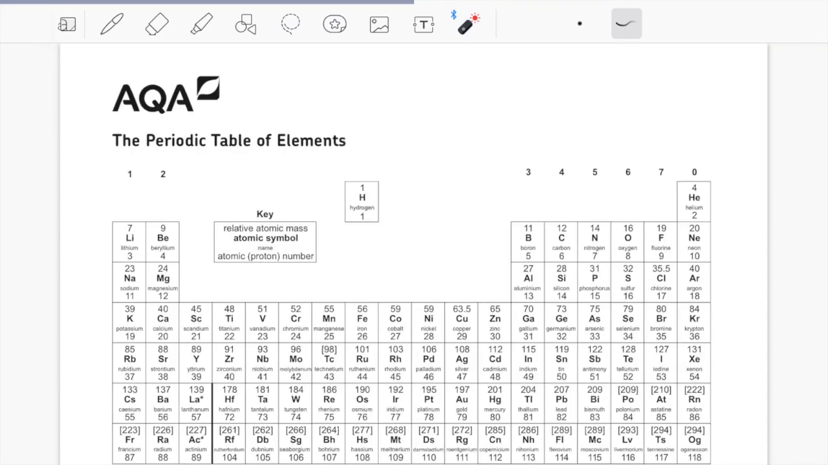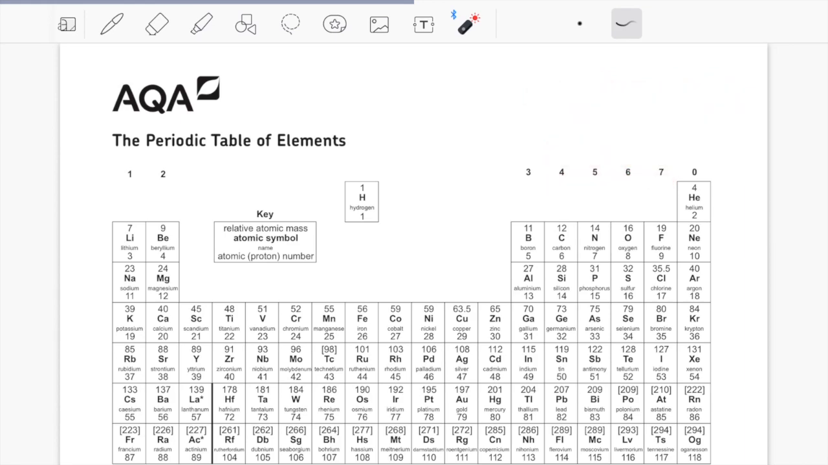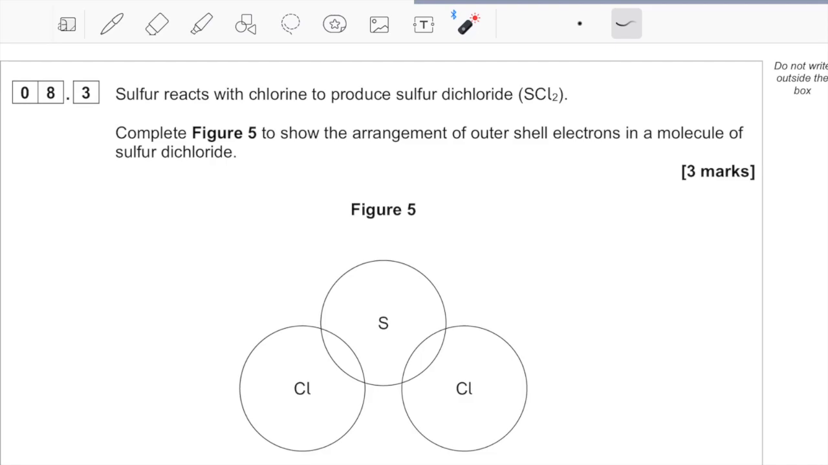Now this is where our periodic table comes in handy. So, number of covalent bonds. It's only going to be about non-metals. And basically, again, we work backwards like we did with ions. So group 7 is going to have 1 covalent bond, group 6, 2, group 5, 3, group 4, 4. So 1 covalent bond, 2, 3, 4. Now, if we go back, chlorine is in group 7, so it forms 1 covalent bond.